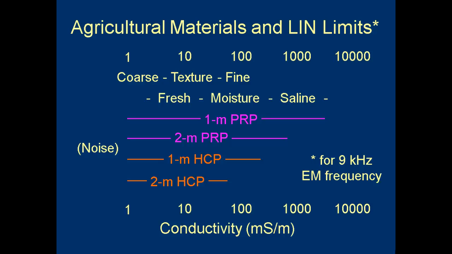The shorter perpendicular arrays measure geometric domain conductivity for all materials of agricultural interest. Exceptions for the 1 meter horizontal planar array might be saline soils and wastes. The most conductive soils are an additional exception for the 2 meter horizontal planar array. Noise of about 1 millisiemen per meter limits measurement accuracy for poorly conductive materials.